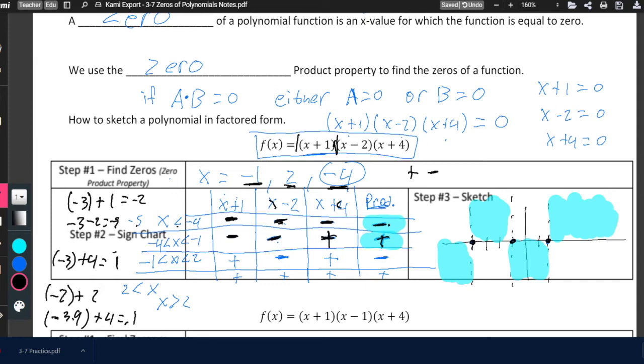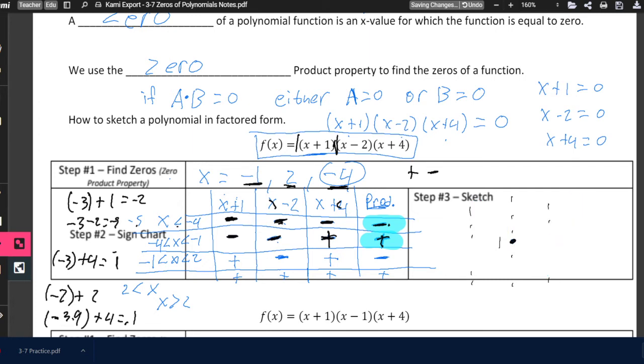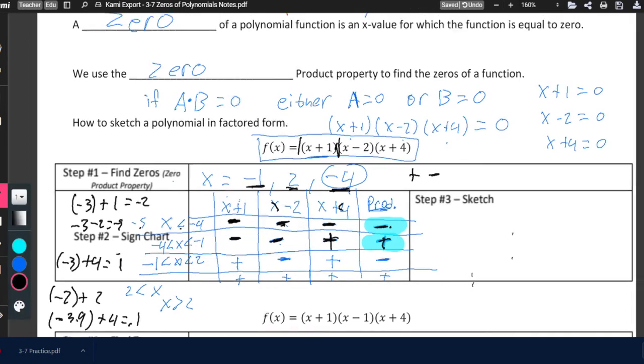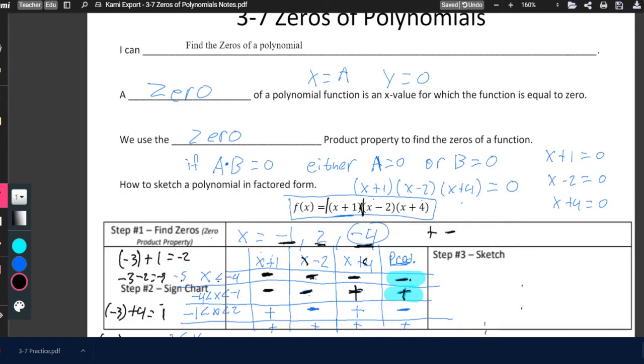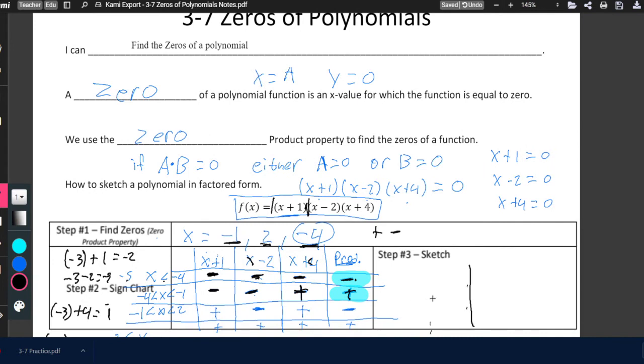So to do the graph, we're literally just drawing a graph. I'll just redraw this. We're literally just going to sketch a grid first. So we have our y-axis, we have our x-axis. I'm going to draw out some ticks just so I know where we're at.